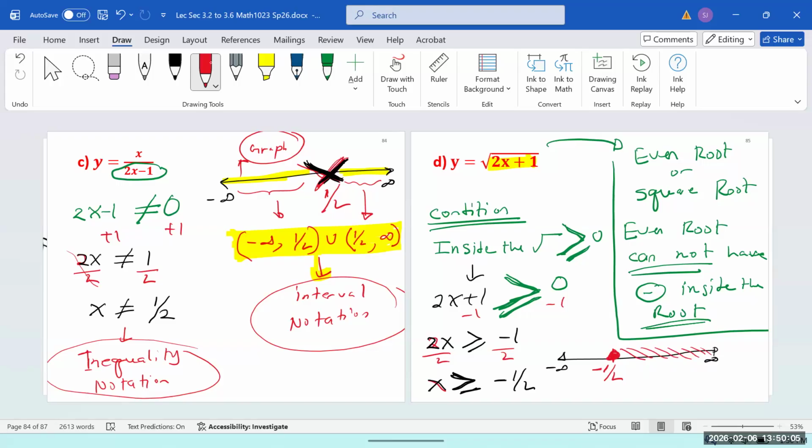So how are you going to write this graph in interval notation? We can use brackets. The bracket at -1/2, and parenthesis at infinity. So starting from here, everything else. Always. So square root will always be a bracket, but rational denominator will always have parentheses, at least in this class, okay?